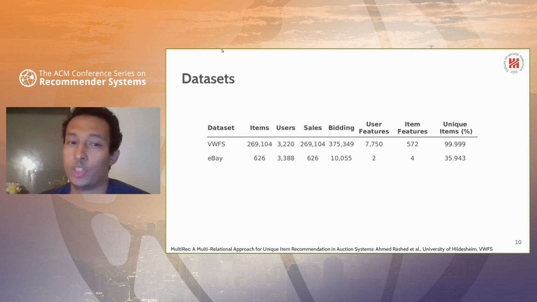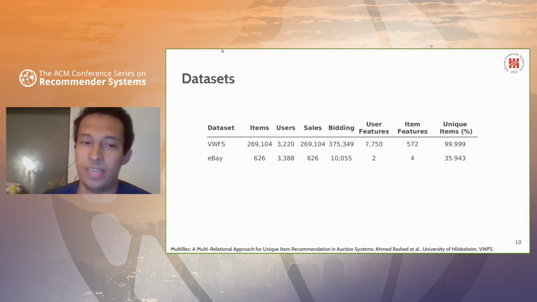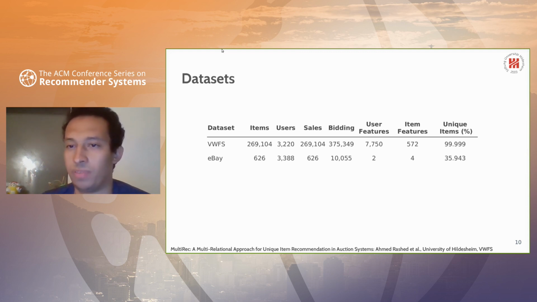It's much smaller than the VFS data set, but you can still see the signals that we wanted to highlight in this data set. And it was really difficult to find a publicly available auction data set, because most of them were private or didn't share the same characteristics of the VFS data set.